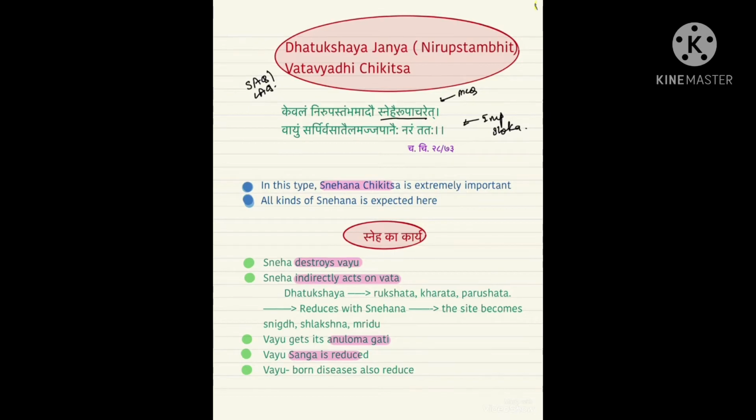First of all, let's see what is Dhatukshayajanya VATAVYADHI Chikitsa. There is a very important shloka here. Kevalam nirupastambhamadau snehe rupacharet vayum, sarpir vasataila machchapanehe naram tatah. It's quite an important shloka.